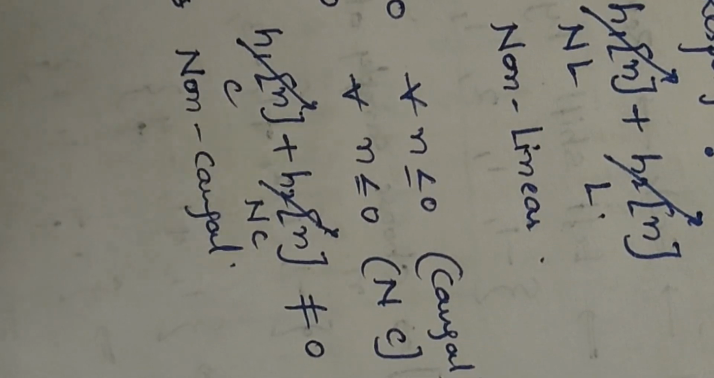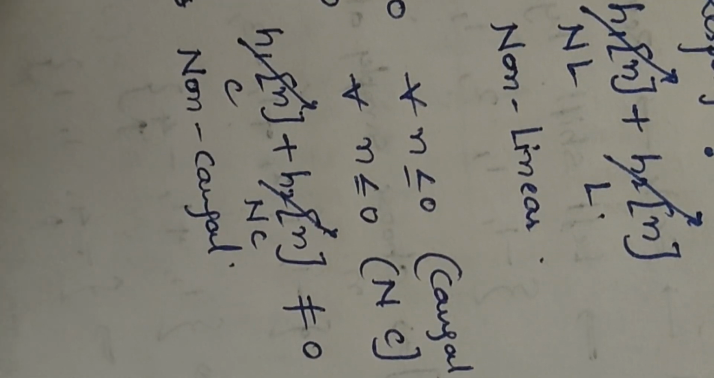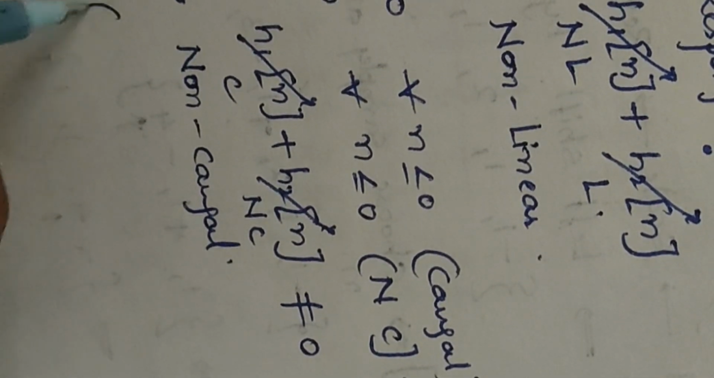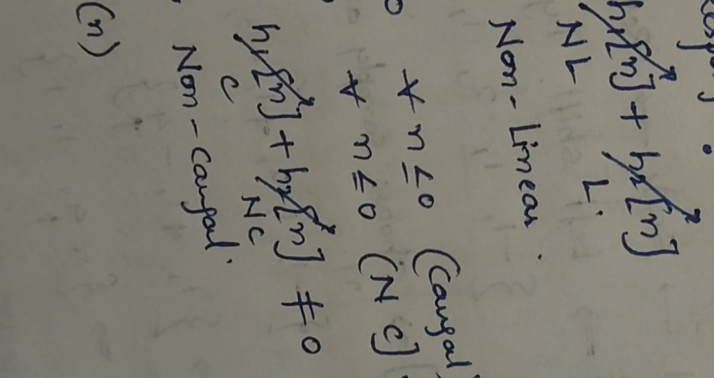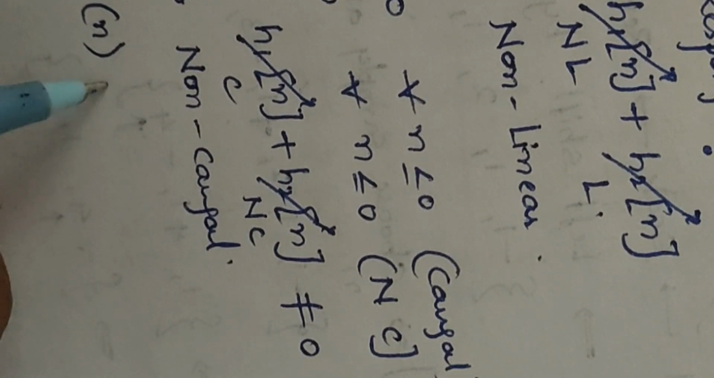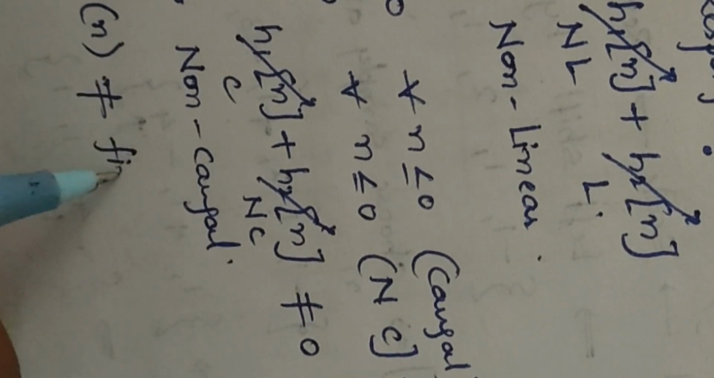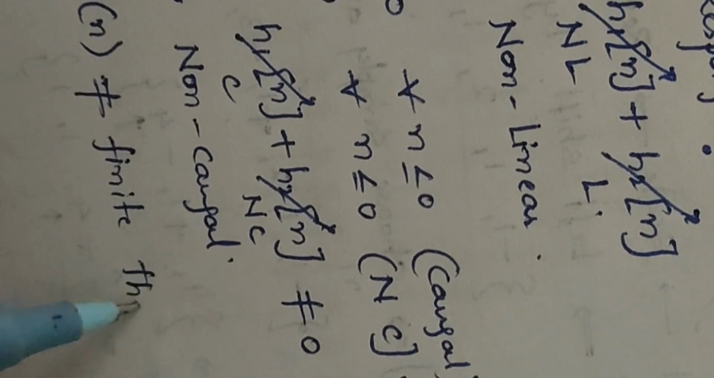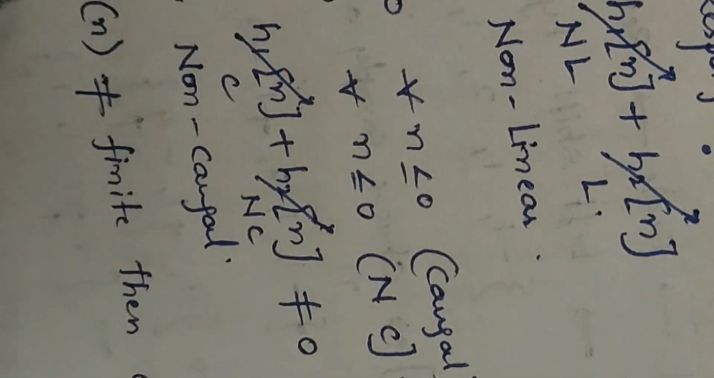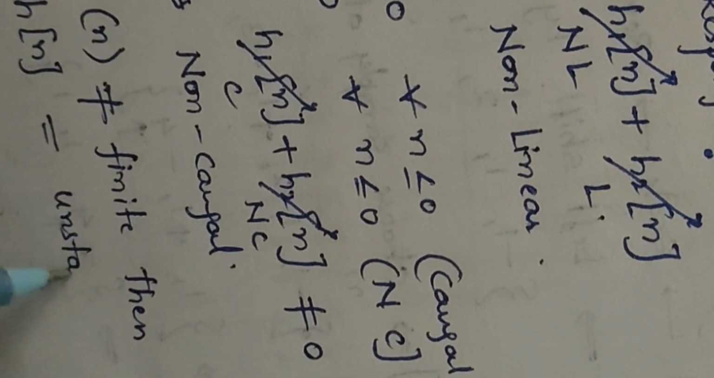Now talking about the stability, summation n equals minus infinity to infinity of H1 of n is not equal to finite, then overall system H of n will be unstable.